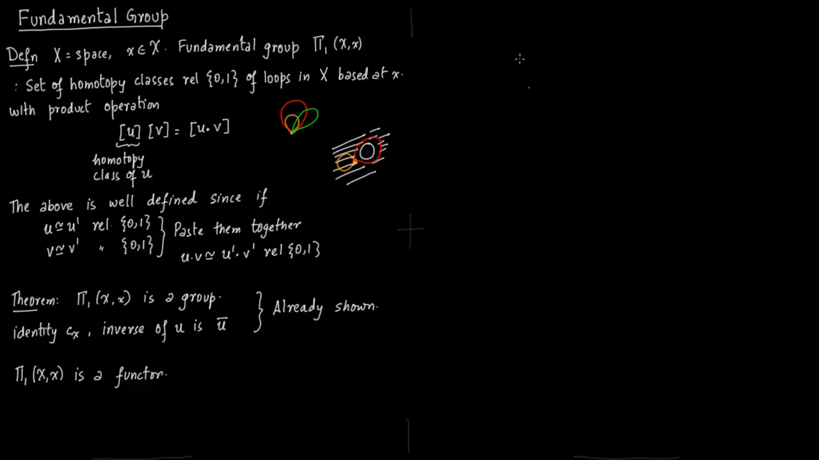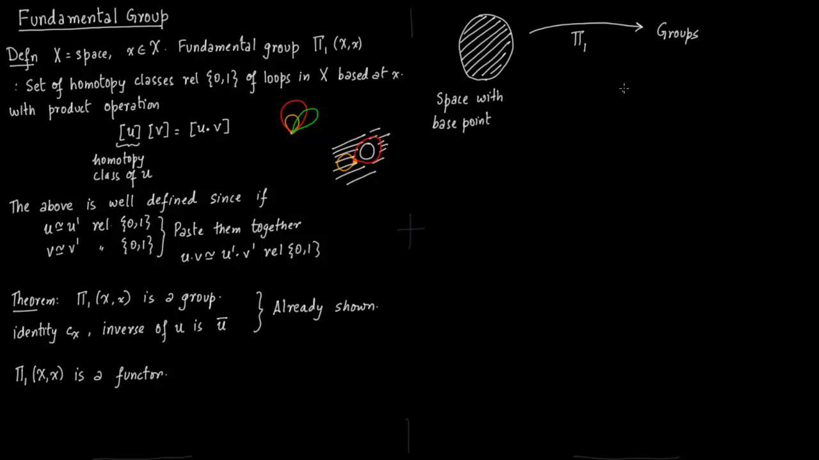Now we have to show that this π1 is a functor. So what does π1 do? It takes a space with a base point. Suppose this is a space with the base point. It takes it to a group. So this is the functor we have.